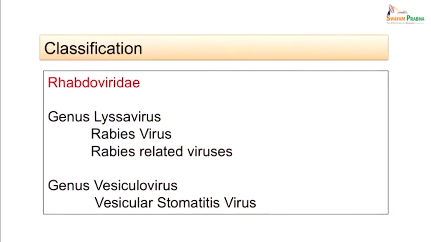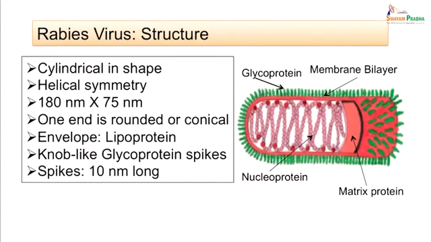Now, rabies virus is classified in family Rhabdoviridae. The rabies and rabies related viruses belong to genus Lyssavirus in the Rhabdoviridae family. The virus has helical symmetry and is cylindrical in shape. The virus particle is bullet shaped or rod shaped. The dimensions are 180 nanometer by 75 nanometer. One end of the virus is rounded or conical and the other end is usually planar or concave.